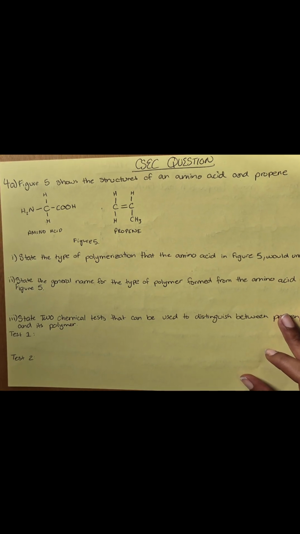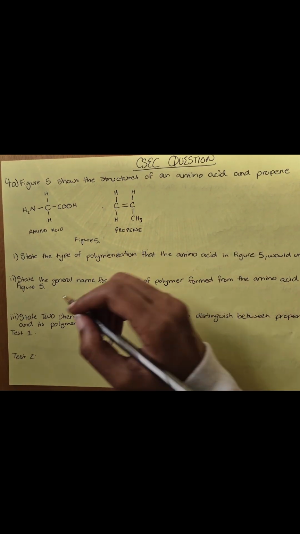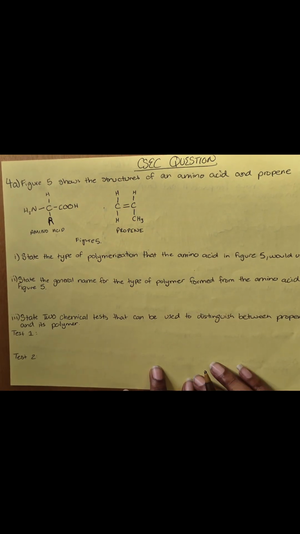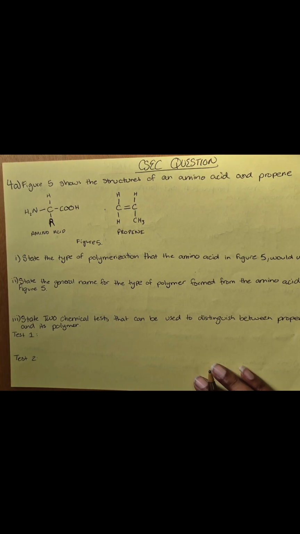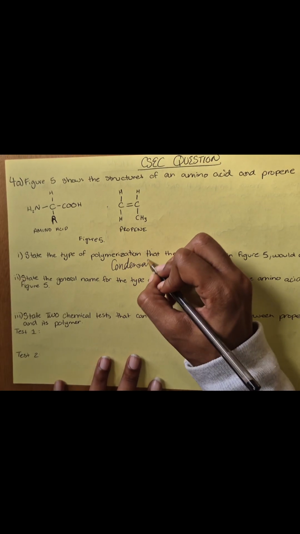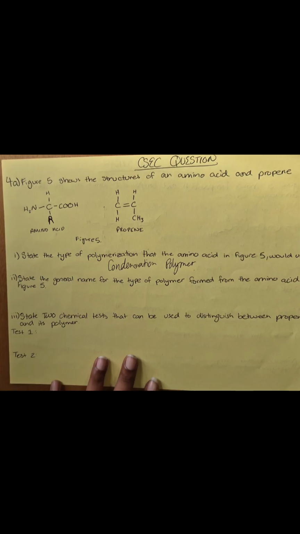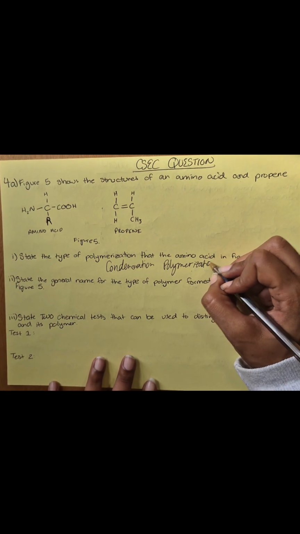Figure 5 shows the structures of an amino acid and propene. So we have the amino acid here and we have propene. Wait a minute. I'm pretty sure that was supposed to be an R here. But yes, an amino acid and propene. State the type of polymerization that the amino acid in figure 5 would undergo. So amino acid we know is condensation because all our natural polymers are made from condensation polymerization, right?